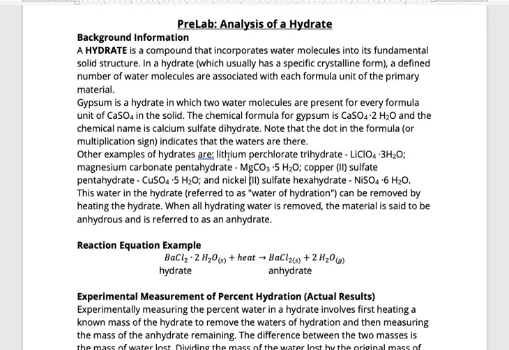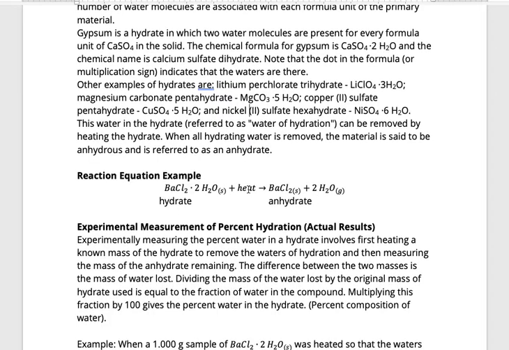Some other examples here are lithium perchlorate trihydrate, magnesium carbonate pentahydrate, copper(II) sulfate pentahydrate. That's the one we're going to study. Nickel(II) sulfate hexahydrate. The water in this hydrate compound is also called the water of hydration. We're going to heat it with a Bunsen burner, and we can remove the water from the substance.